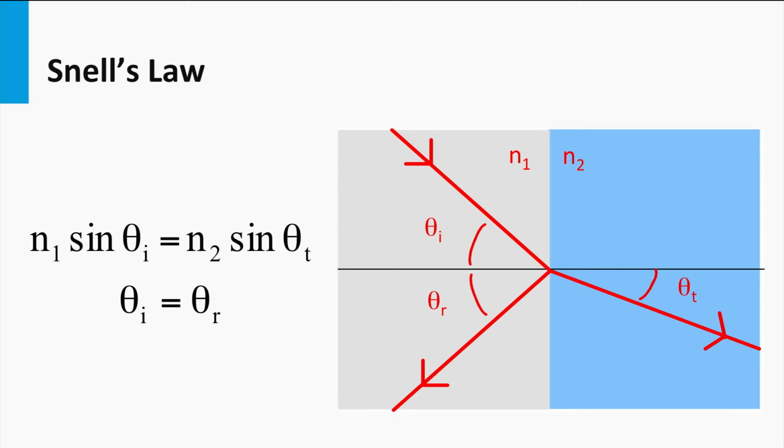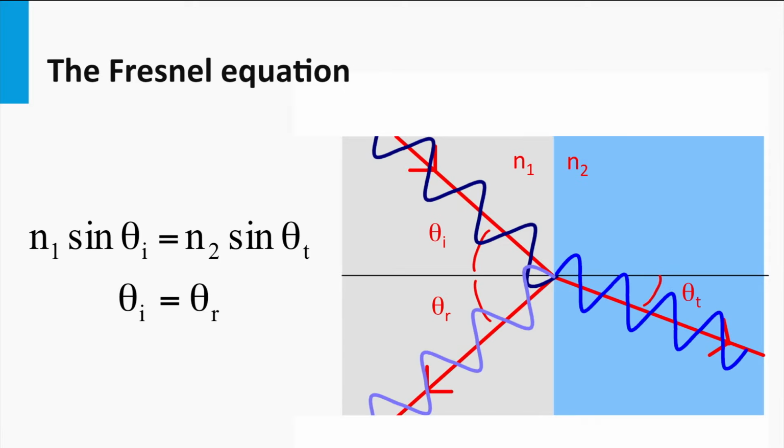The light transmitted travels further on the angle of transmission theta 2 to the normal. The relation between the angle of incidence and transmission is given by Snell's law. If the refractive index of medium 1 is smaller than that of medium 2, the angle of transmittance will be smaller than the angle of incidence. If the refractive index of medium 1 is larger than that of medium 2, it's the other way around.